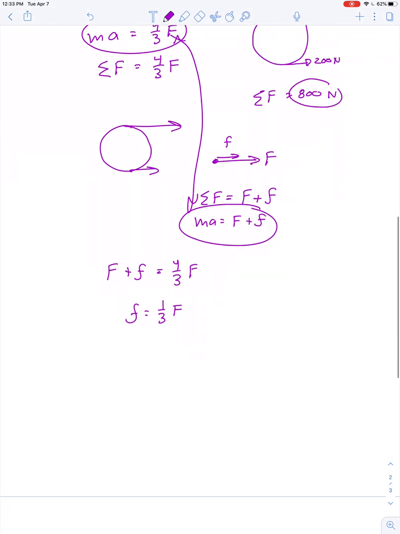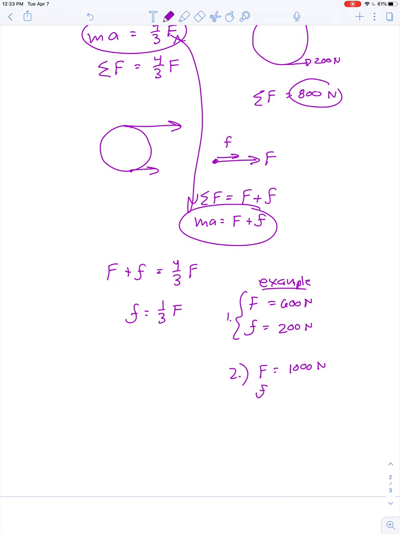So I made up an example where the applied force happened to be 600 newtons, and then sure enough the friction force added to that with a force of 200, but I can make up any example, right? There's example number 1. Let's do example number 2, where the applied force is 1,000 newtons. Well, then that means the friction force points forward with a value of 333 newtons.